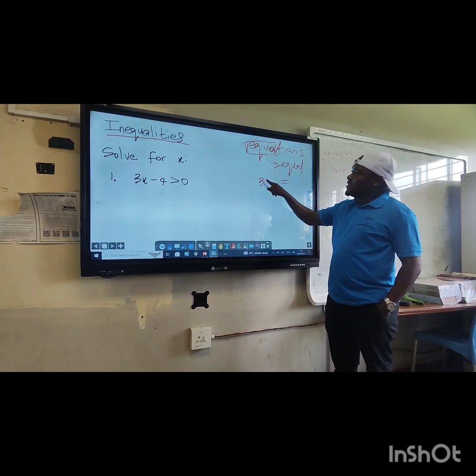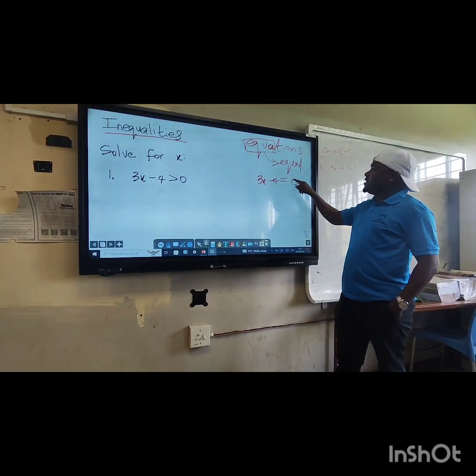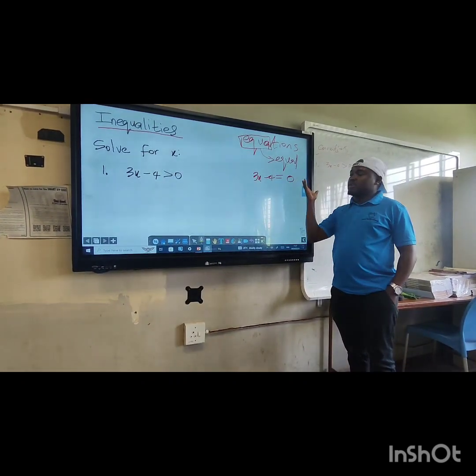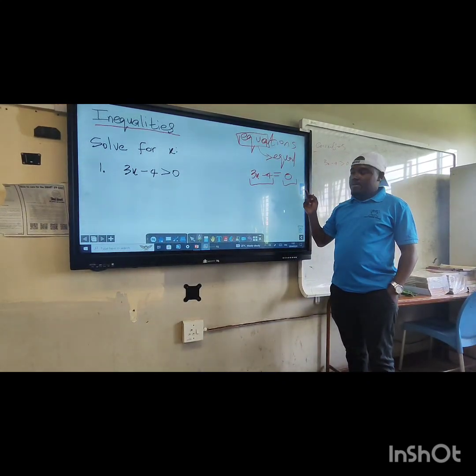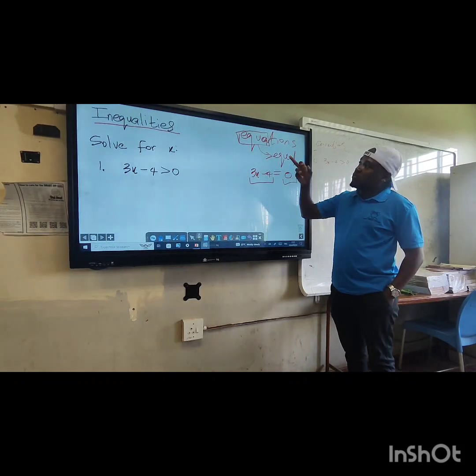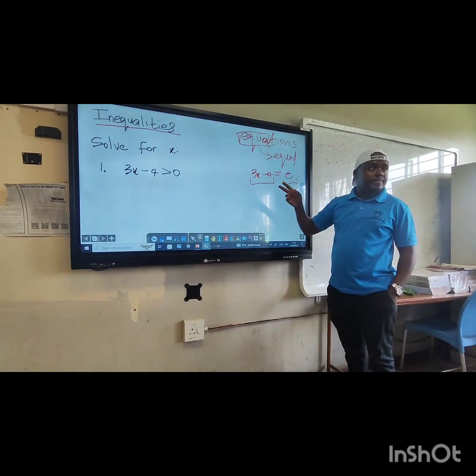For example, if I had 3x minus 4 is equal to 0, here it was simple, I was going to transpose. So what this meant is that the two sides are equal. But now we are having what we call inequality. That means it is not equal.